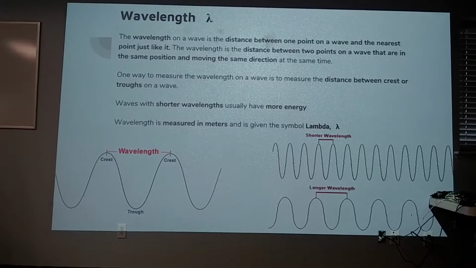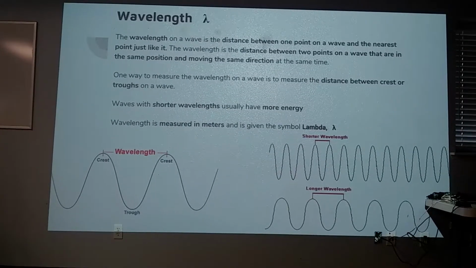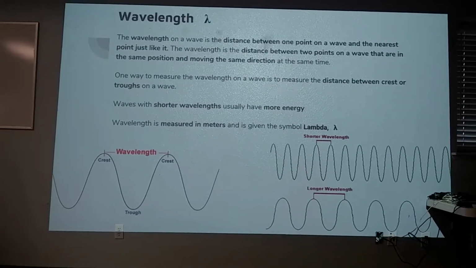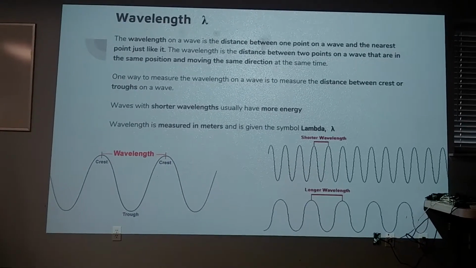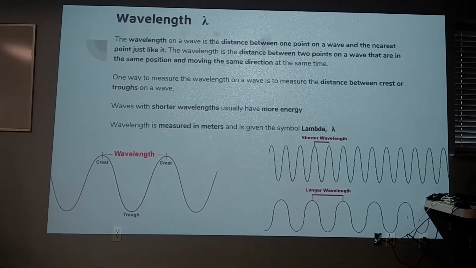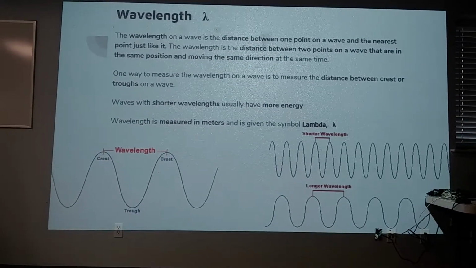The shorter wavelengths have more energy. The longer wavelengths have less energy. Wavelength is measured in meters because it's the distance, it's the length, and it's given the symbol lambda, which is like a funky looking X.